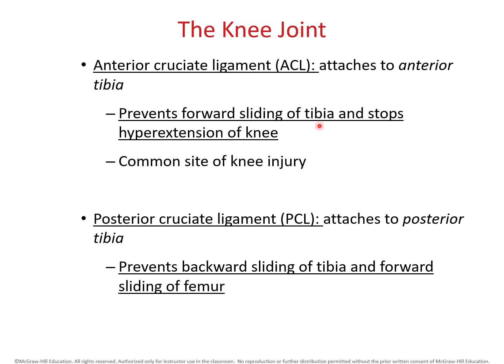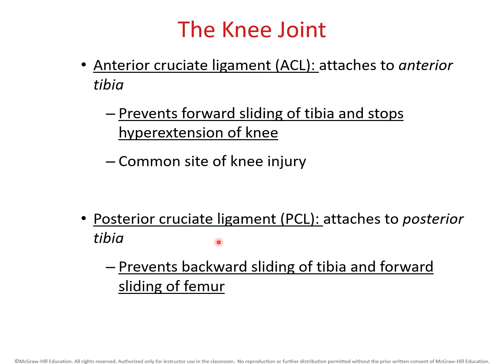All right, so this ligament is very important in helping to prevent injury or dislocation, as all ligaments do. So the ACL prevents forward, think forward, anterior, right? The ACL prevents forward sliding of the tibia. Very important ligament, and it is a common site of knee injury, especially in sports.